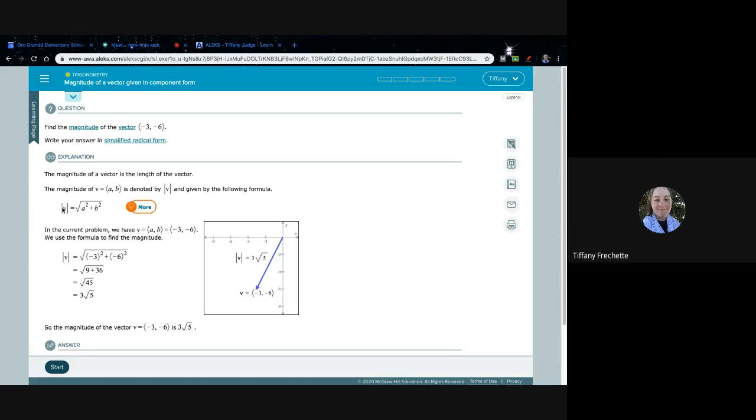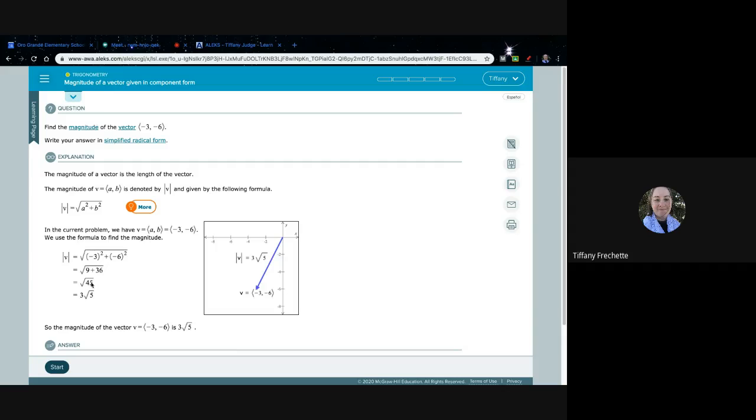So the distance of v, which is the absolute value of this vector, is the square root of a squared plus b squared, and a and b are the two vector positions. So we have negative 3 squared plus negative 6 squared. We get 9, because remember, two negatives make a positive. We get 36, because again, two negatives make a positive. And then we end up with 45 when we add them together.